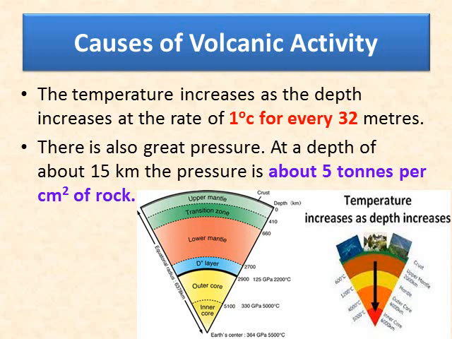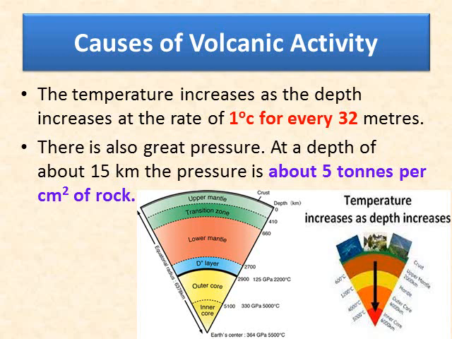Dear children, let us learn about the cause of volcanic activity. What causes the volcanoes to erupt? The temperature increases as the depth increases, at the rate of 1 degree for every 32 meters. So as you dig deeper, for every 32 meters, the temperature will rise by 1 degree. There is also great pressure. At a depth of about 15 kilometers, the pressure is about 5 tons per square centimeter of rock. So the temperature will increase as well as the pressure.